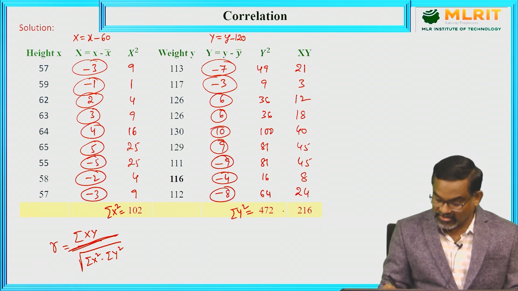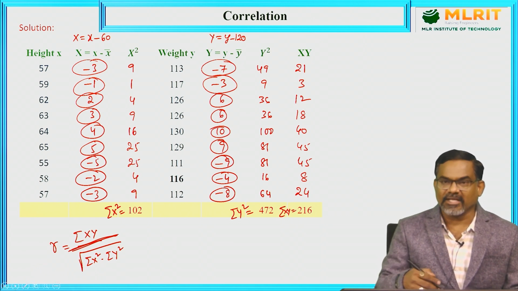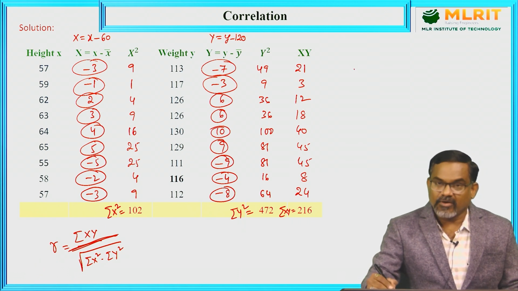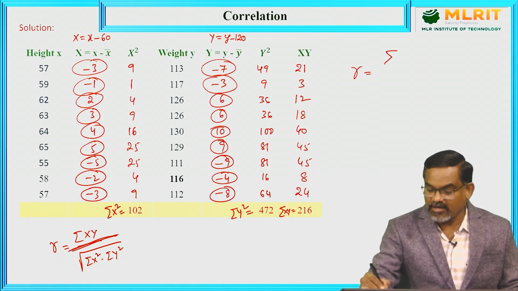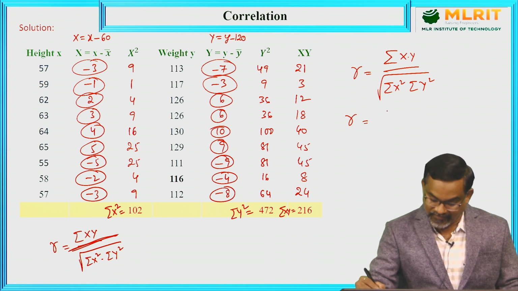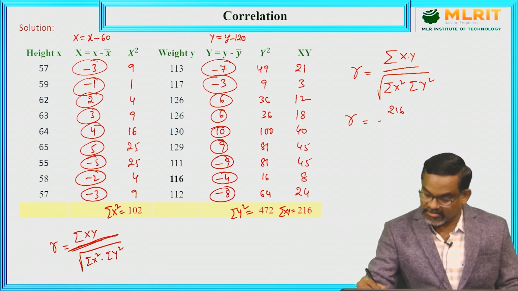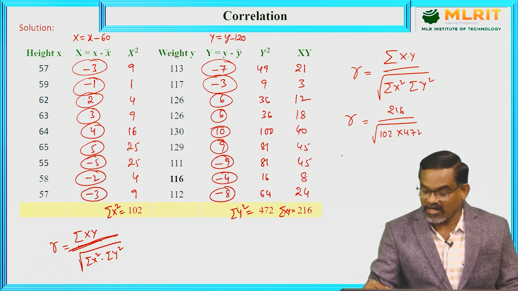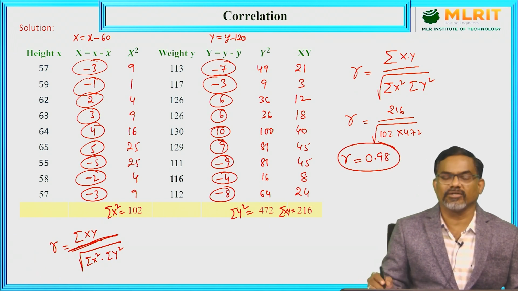So by adding all these values, sigma capital XY equals 216, so we have all the required values. So R equal to sigma capital X into capital Y by under root sigma x square into sigma y square. So R is given by 216 divided by under root 102 into 472, and here the answer is 0.98. So almost equivalent to, nearby 1.